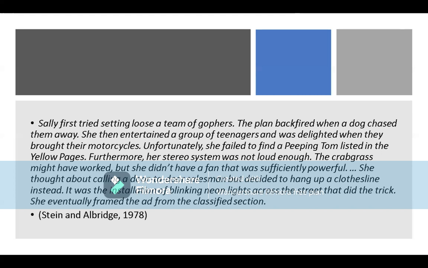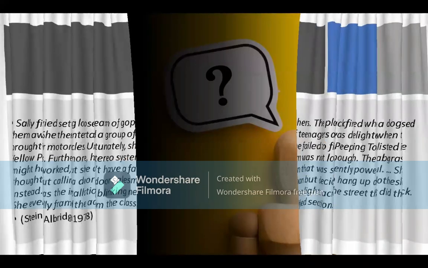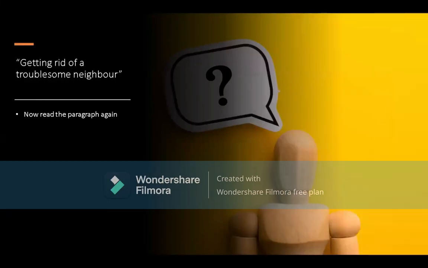Did you understand what it is about? Do you have any idea? No, it is not about that. It is about getting rid of a troublesome neighbor. Now, I think you have the idea. Now read the paragraph again.